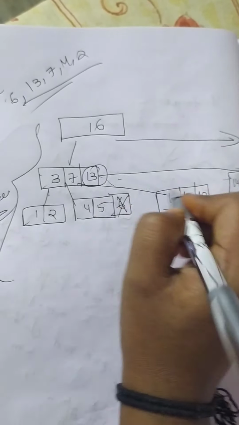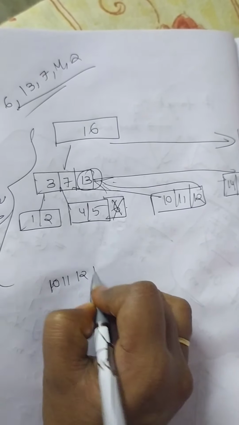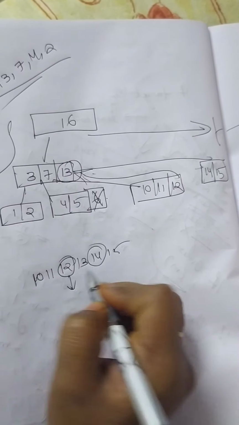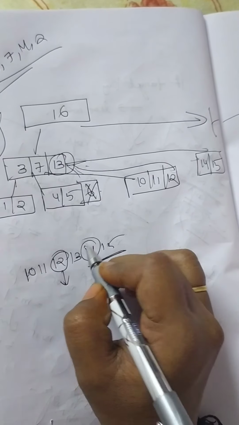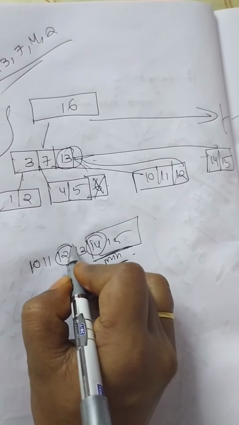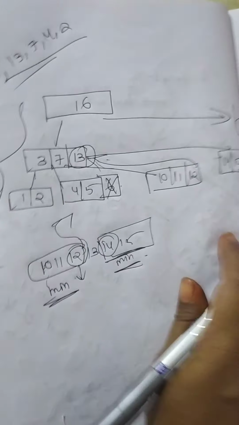13 is the internal node. So we have to replace it with the in-order successor or in-order predecessor. 11, 12, 13, 14, 15. Here is the successor and here is the predecessor. Here 14, 15 have only 2 keys. That is the minimum number of keys, not more than the minimum. So we have to replace it with the in-order predecessor.